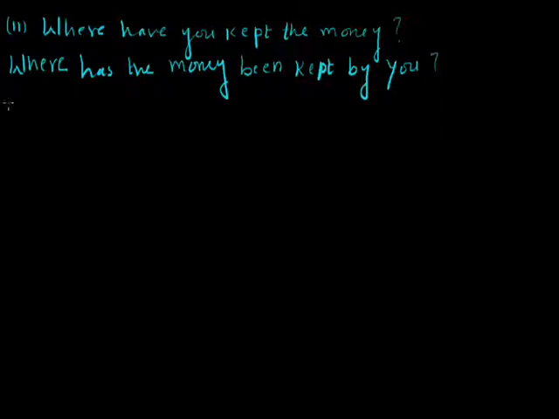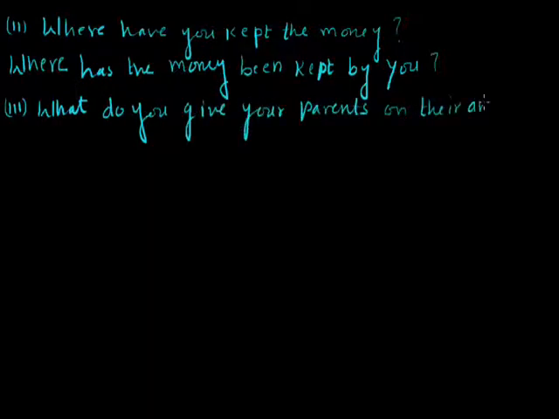The third sentence is: what do you give your parents on their anniversary? In this sentence the object is your parents. First we will write the WH word, that is what. Then do, does come in the simple present tense, and the simple present tense in the passive voice is changed into the present continuous tense. So in place of do, does we write is, are or am in the passive voice. So your parents here is plural, so we will write are.